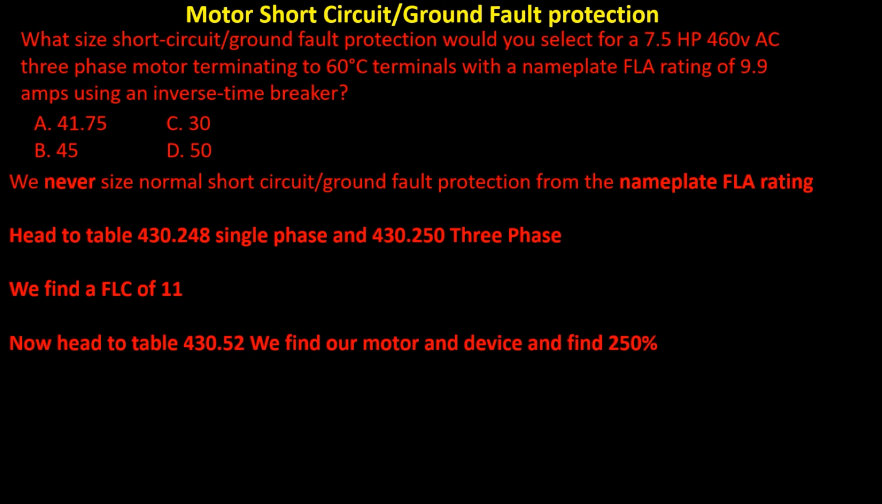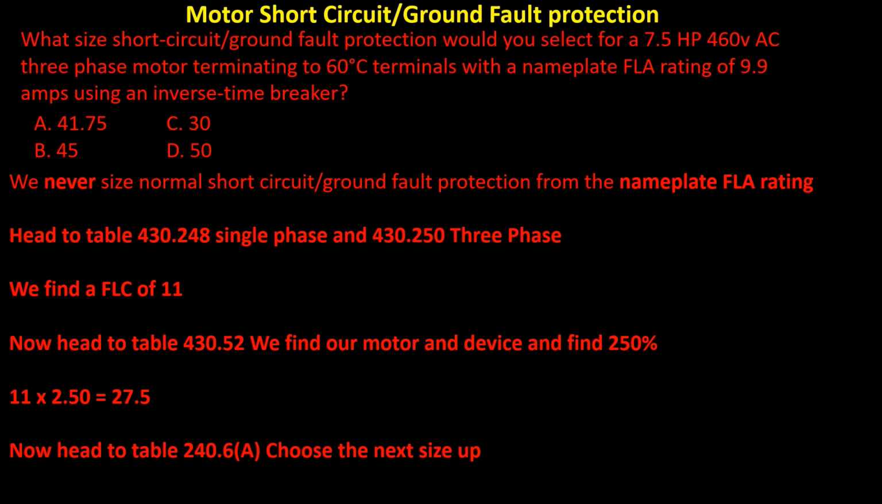Now we're going to head to table 430.52. We're going to tee off with our motor and our type of device, and we're going to find that our multiplier is 250%. So we take our FLC, multiply it by 2.50. That's going to give us 27.5 amps. Now we're going to head to table 240.6(A), and we're going to choose the next standard size. And in this case, we're going to select C. Great job.